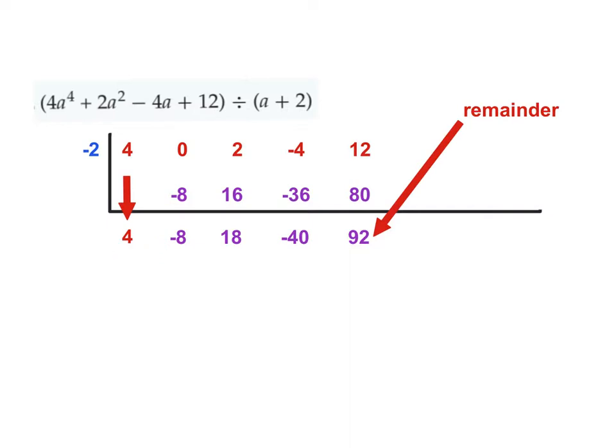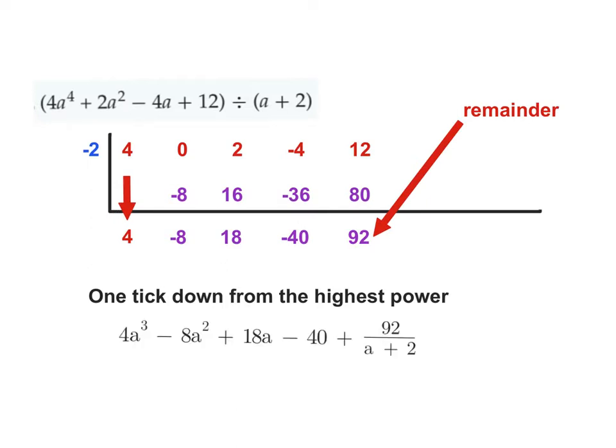Okay? You got to go down from the highest power. So this 4 goes with a to the third because it's 1 down from the 4th. Then this goes a to the third, a to the second, a. This is the constant, which makes that the remainder. This coefficient always corresponds with one tick down from the highest power. So this ends up becoming a to the third, negative 8a squared, plus 18a minus 40. The remainder gets written over the divisor. And that's my final answer.